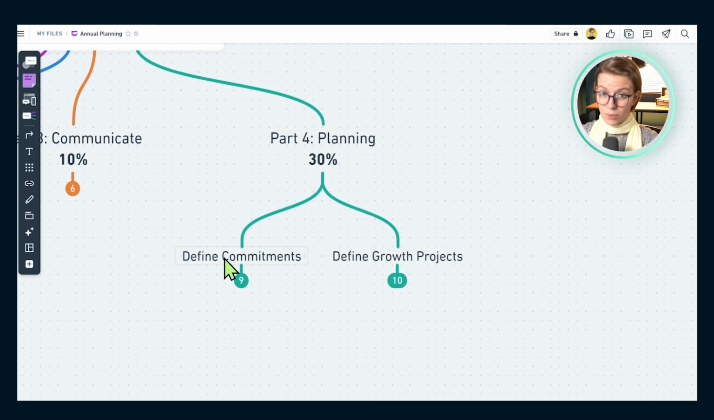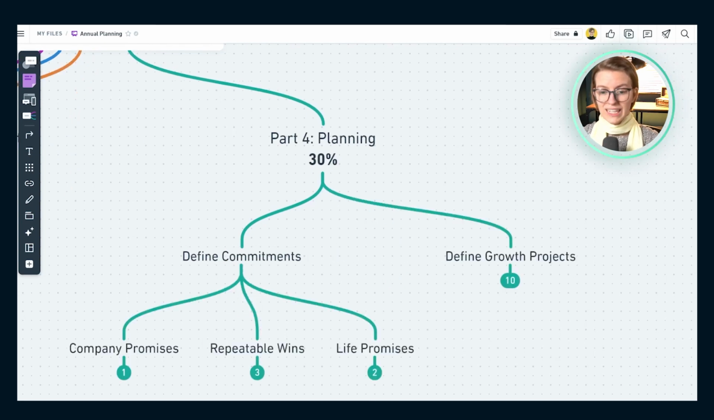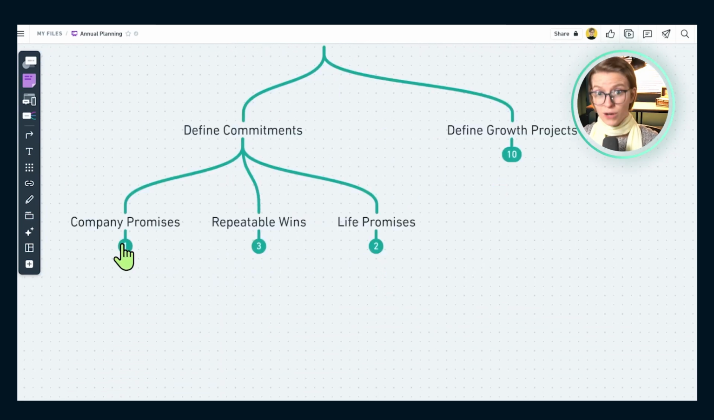To start off with the easy one, which is existing commitments, I'm usually looking at things like this. First up, company promises. Is there anything that we promise to do or make time for or prioritize that we need to do because we promised? One of those might be having holidays for the company or having the company be closed for certain days. That is a promise.